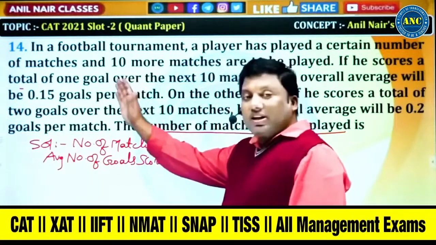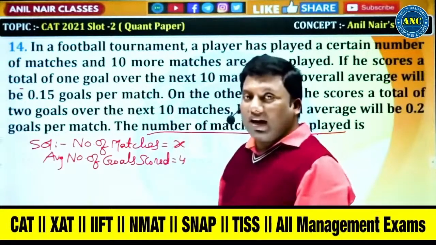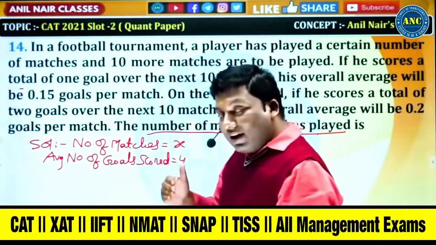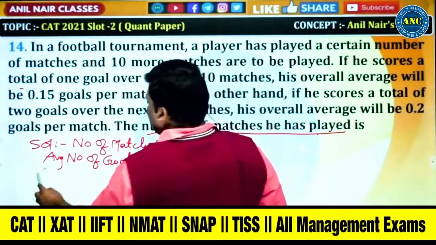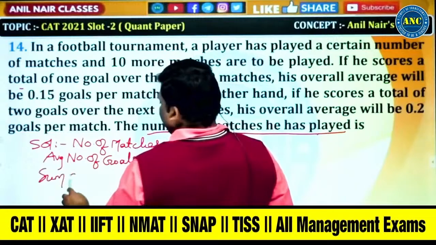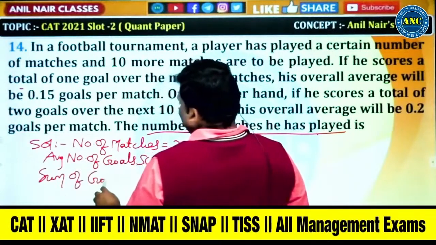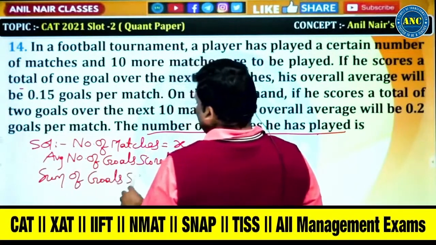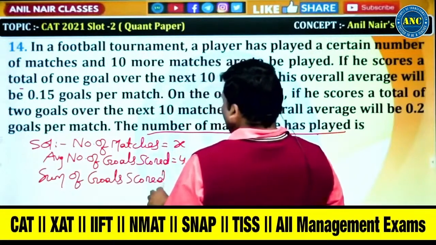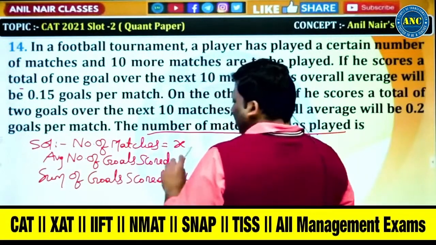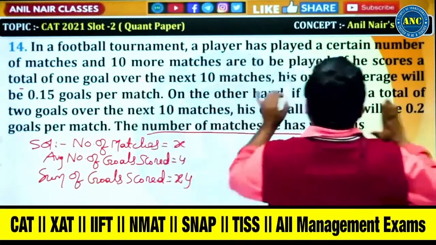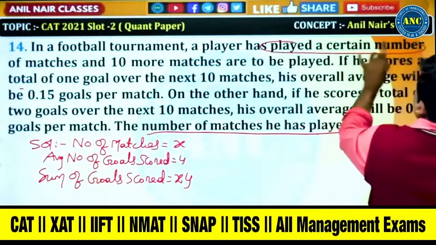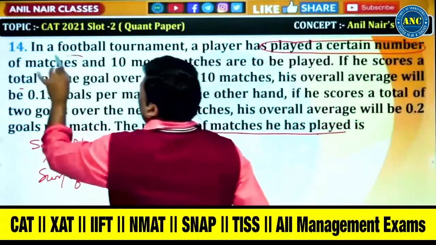In the first matches, how many goals on average did he score? We don't know. Average is equivalent to the sum of the quantities by the number of the quantities. So the total sum of all the goals scored will be XY. Are you all with me? Total sum of the goals scored will be XY. This is the story for the first matches. We do not know how many matches.